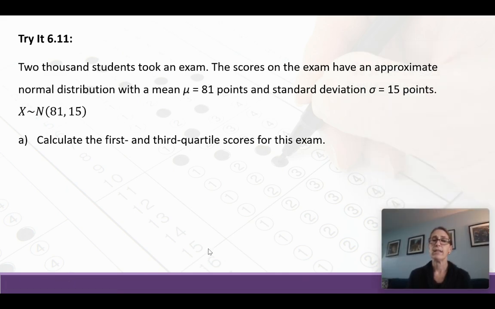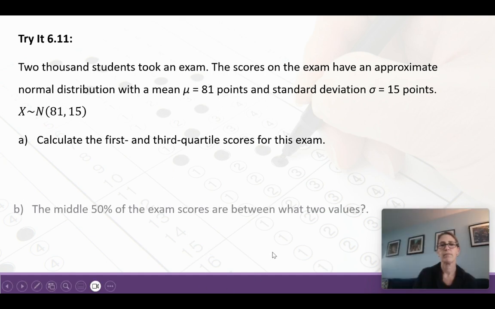2,000 students took an exam. The scores on the exam have an approximate normal distribution with a mean mu of 81 points and a standard deviation of 15 points. So we're going to calculate the first and third quartile scores for this exam. And we're going to find what the middle 50% of exam scores are between what two values. So remember, that's our IQR. So when we find the first and third quartile scores, we'll know the answer to that question.